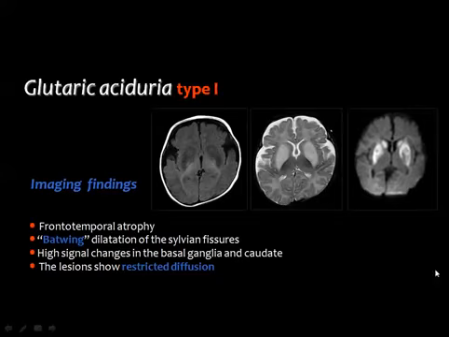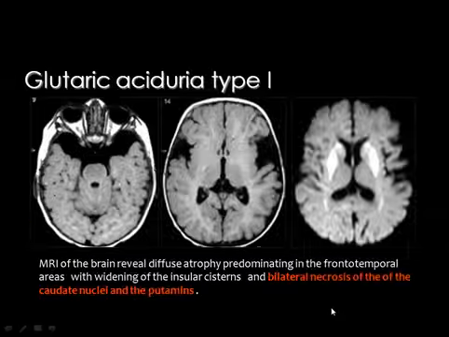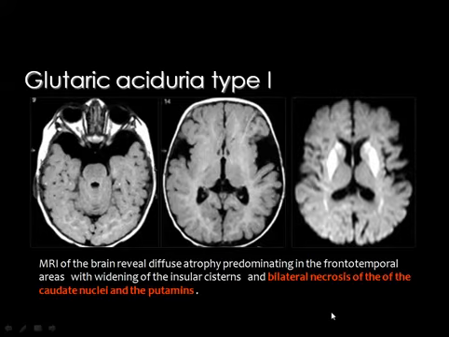By MRI, you will see the same manifestations, but you are able to detect abnormalities in the basal ganglia. There are frontotemporal atrophic changes, there is bat wing dilatation of the sylvian fissures, and there are high signal intensities in the basal ganglia, as you can see here, and these signal abnormalities or lesions will show restricted diffusion, meaning that these lesions are actually ischemic changes in the basal ganglia, and they represent infarct.